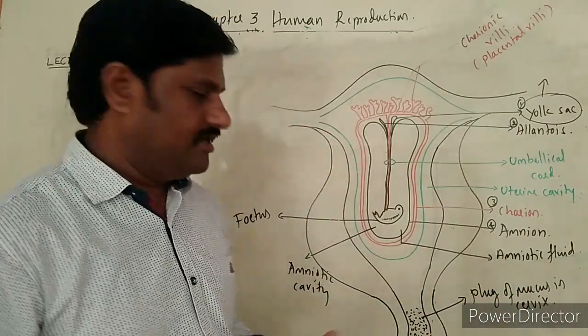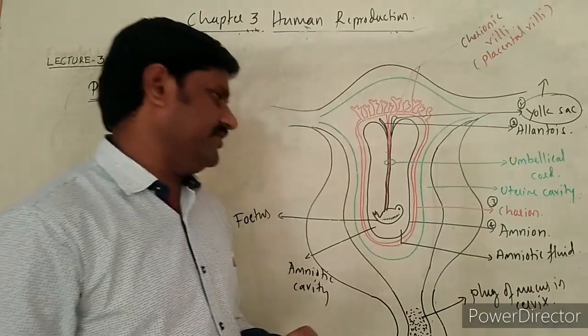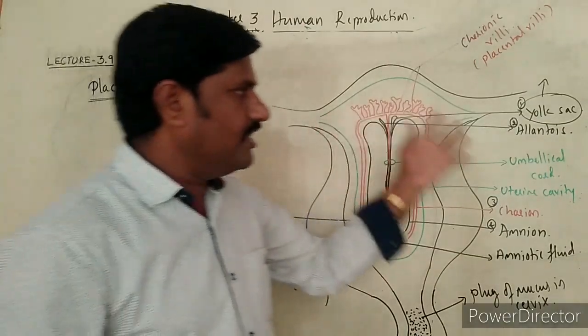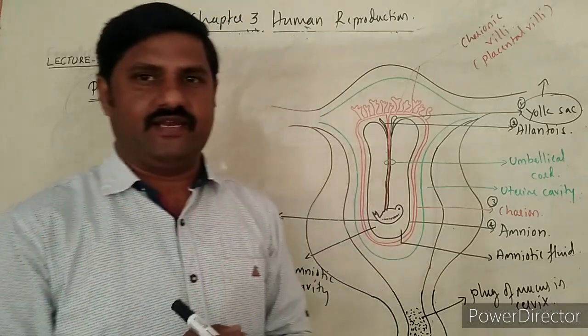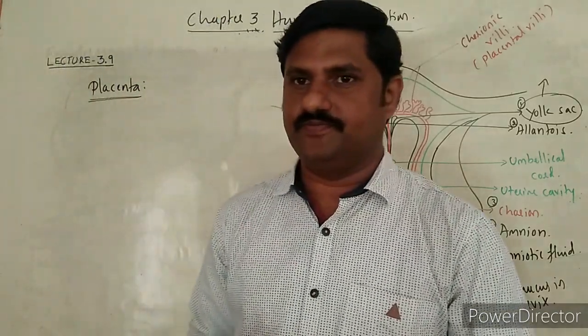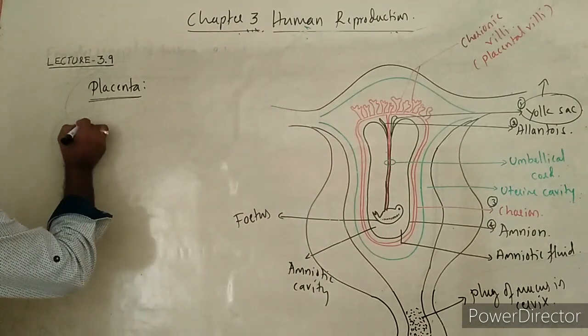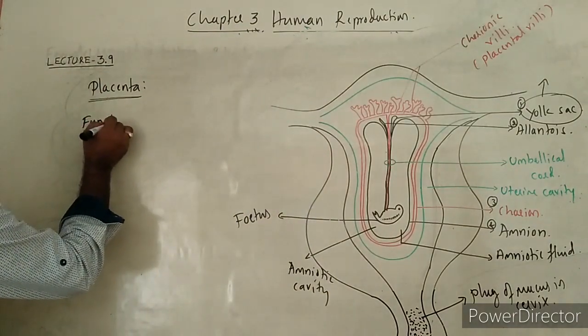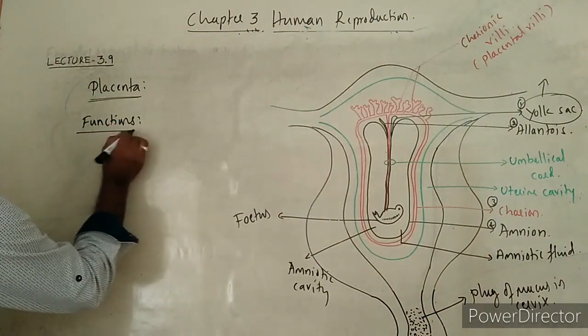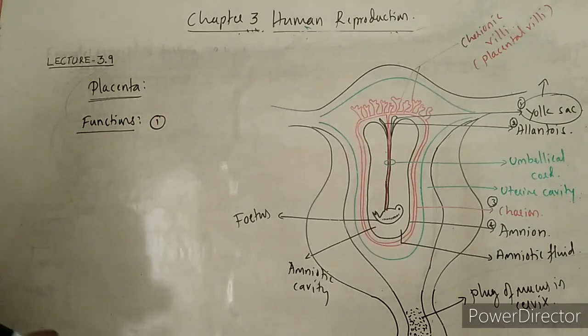That becomes a plug of mucus in the cervix itself, right? So these are all other things which are given in the diagram. And after this one, let us go to the functions of this placenta. What are the major functions it does? One by one we'll discuss.